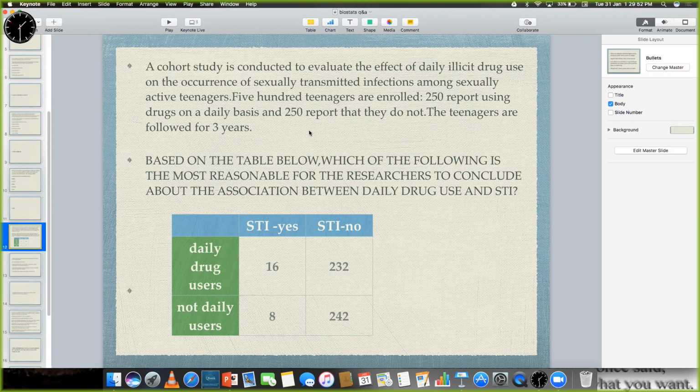A cohort study is conducted to evaluate the effect of daily illicit drug use on the occurrence of sexually transmitted infections among sexually active teenagers. 500 teenagers are enrolled, out of which 250 report using drugs on a daily basis, and another 250 report that they do not. The teenagers are followed for 3 years. Based on the table below, which of the following is the most reasonable for the researchers to conclude about the association between daily drug use and sexually transmitted infections?